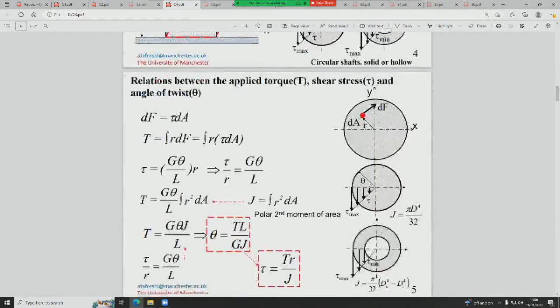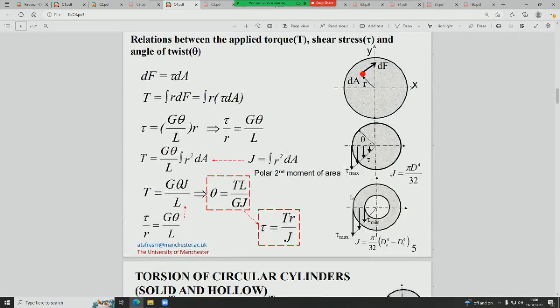Now on slide number 5, I used the equilibrium method, equating the external torque with the resisting torque on the body, and we managed to find these two equations. The first equation gives us the angle of twist, and the relation between the angle of twist and the torque applied, and the second equation gives us the relation between the shear stress and the torque applied. So whatever you see on slide 5 is based on equilibrium.